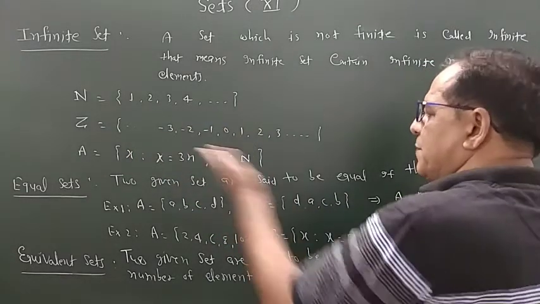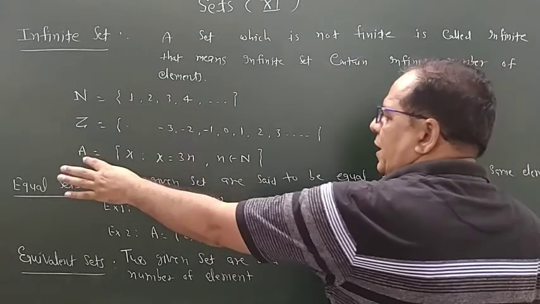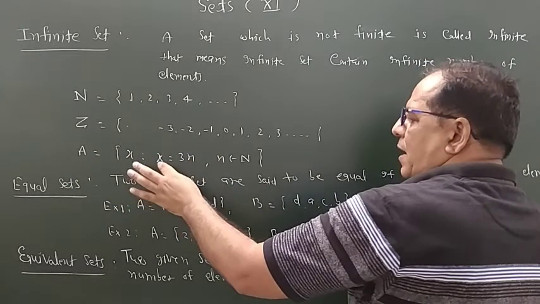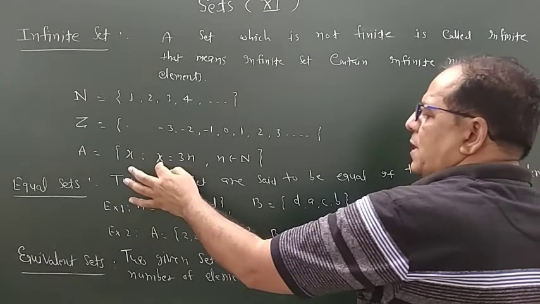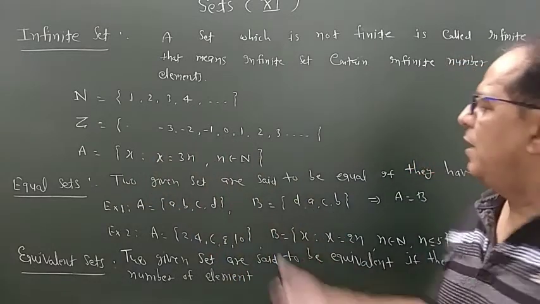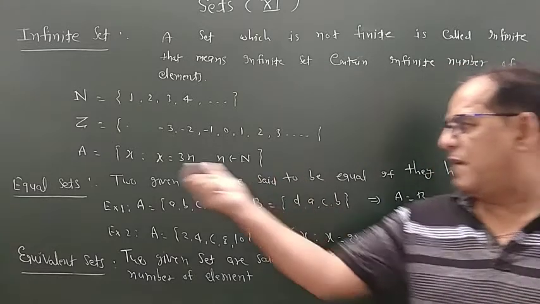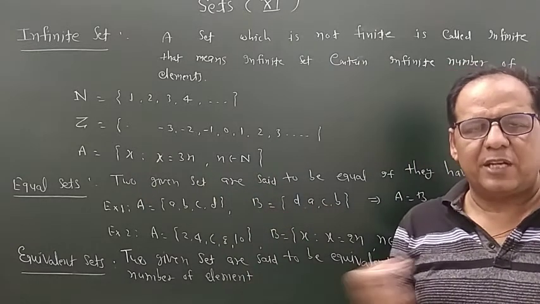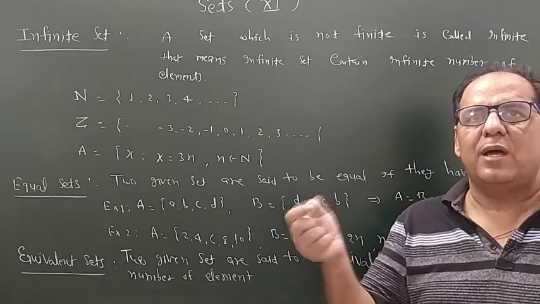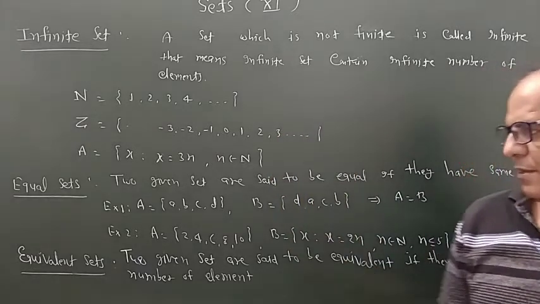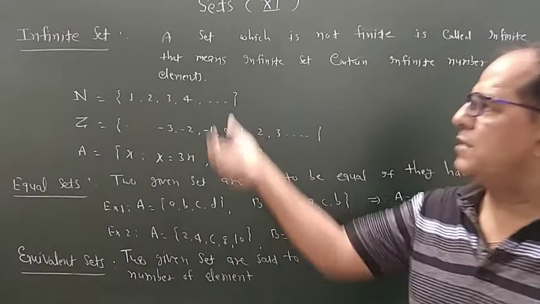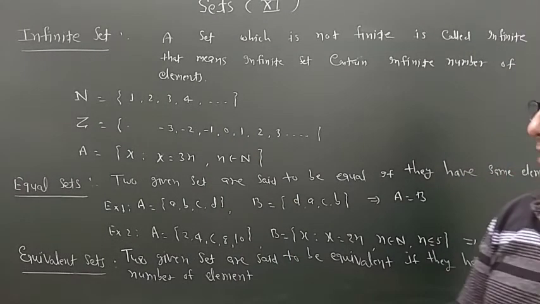Now in set builder form, we can also represent A equal to {x : x equal to 3n}. That means x is a multiple of 3 and n is a natural number. If we write this in roster form, this set is represented by 3, 6, 9, 12 and so on, so infinite. So this type of set is called an infinite set.